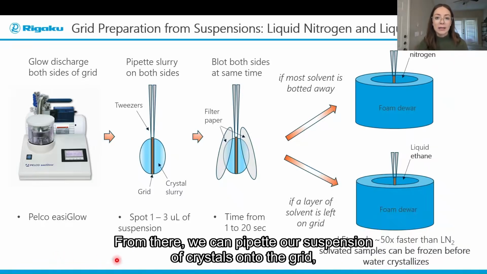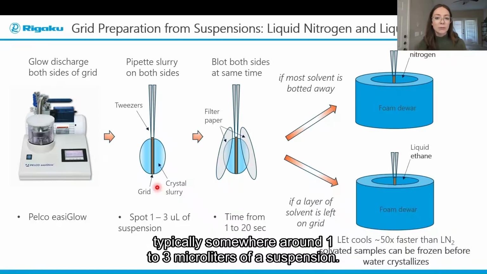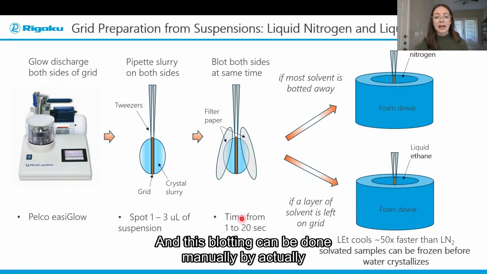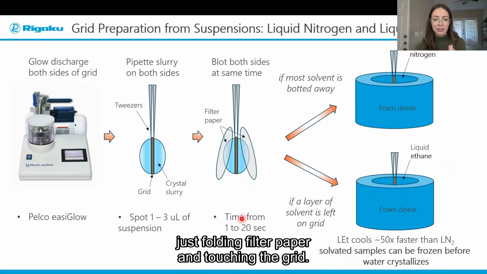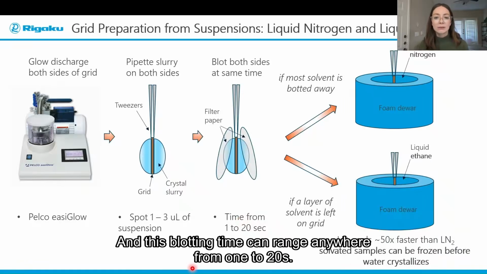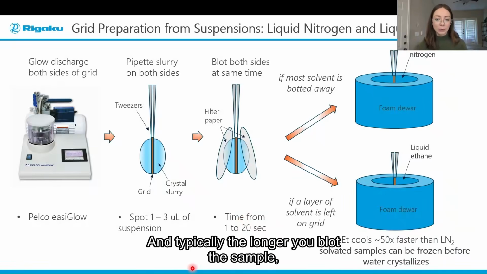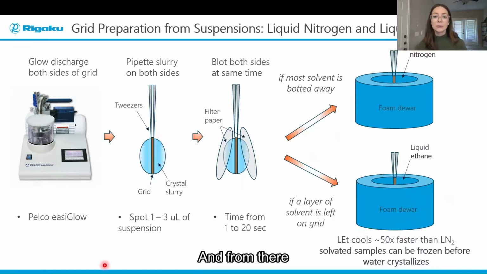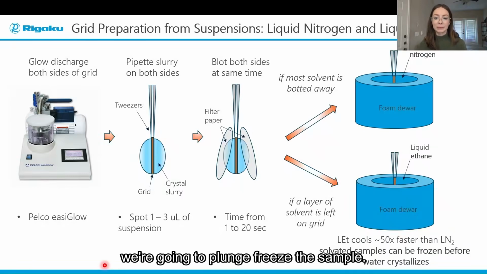From there, we can pipette our suspension of crystals onto the grid, typically somewhere around 1 to 3 microliters of a suspension. And from there, we blot the sample. And this blotting can be done manually by actually just holding filter paper and touching the grid, or there are instruments that do this that are available at most cryo-EM facilities. And this blotting time can range anywhere from 1 to 20 seconds. And typically, the longer you blot the sample, the less solvent there's going to be on the grid in the end. And from there, we're going to plunge freeze the sample.